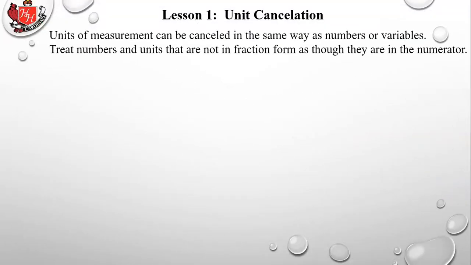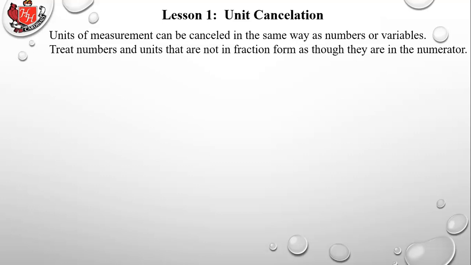Units of measure can be canceled in the same way as numbers or variables. So really we rarely deal with numeric fractions in chemistry where we leave them as fractions. We usually convert them to decimal numbers. However, the units of measure are going to be treated like fractions. You'll see that as we get into examples in this class. Okay, so we're going to cancel them the same way we just did with numbers or variables.